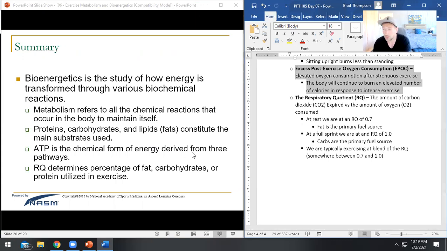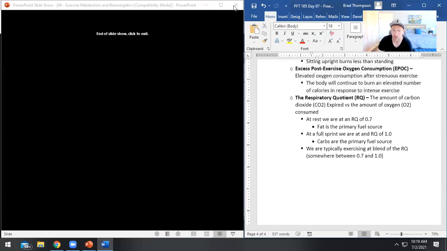So summarizing everything up, bioenergetics is how we are studying turning proteins, fats, and carbs into energy. Metabolism is all of the chemical reactions that are taking place. We talked about a lot of chemical reactions today. Proteins, fats, and carbs are those fuel sources. ATP is the molecule we're trying to generate. And your respiratory quotient determines whether you are burning fat or carbohydrates, or hopefully not protein, as a fuel source.